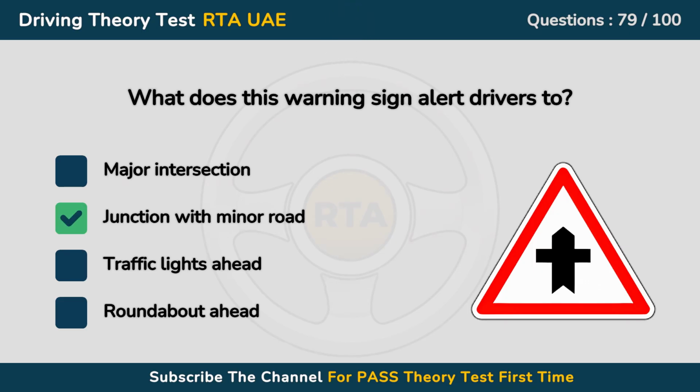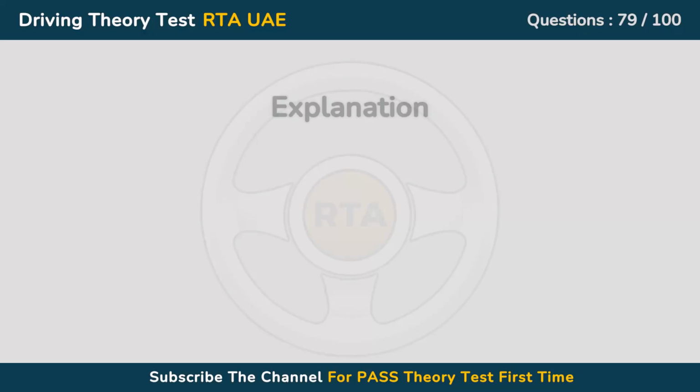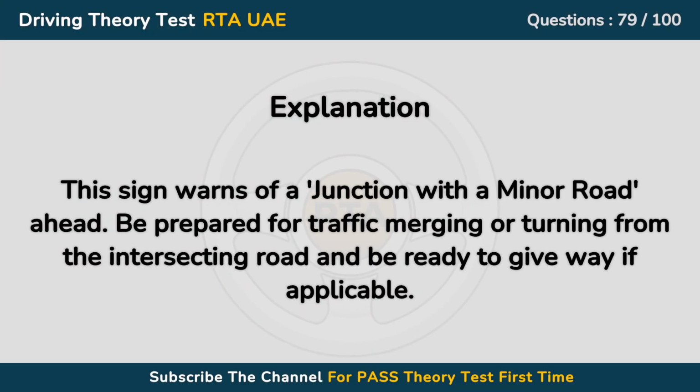Answer is B. Junction with minor road. This sign warns of a junction with a minor road ahead. Be prepared for traffic merging or turning from the intersecting road, and be ready to give way if applicable.